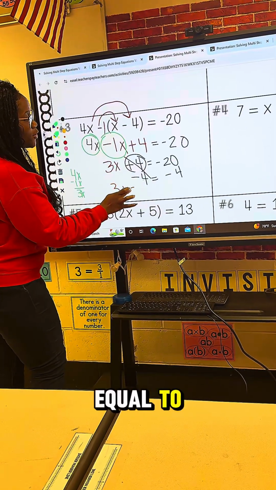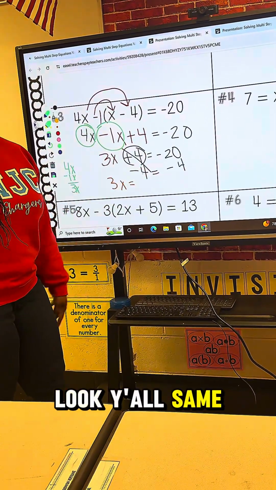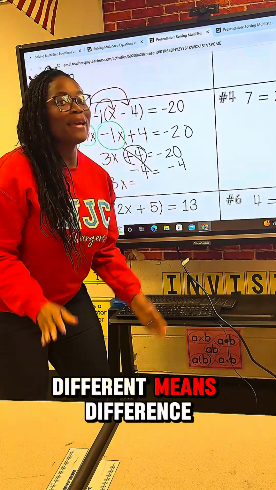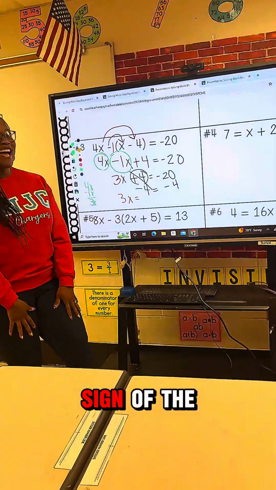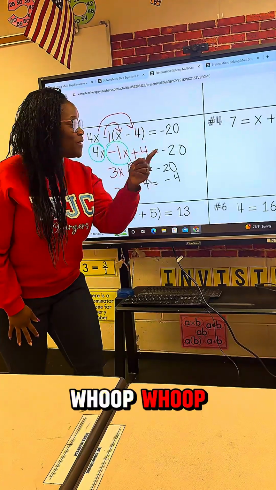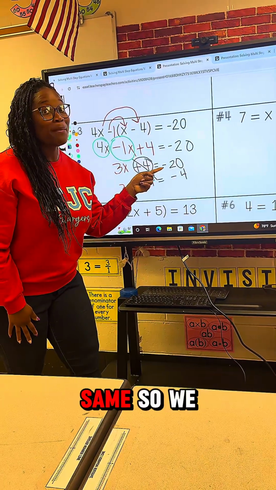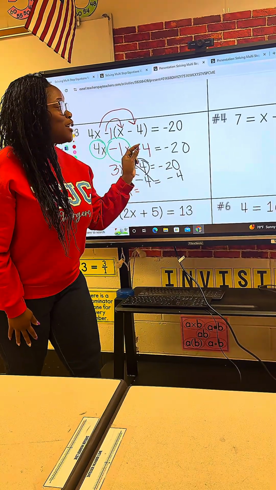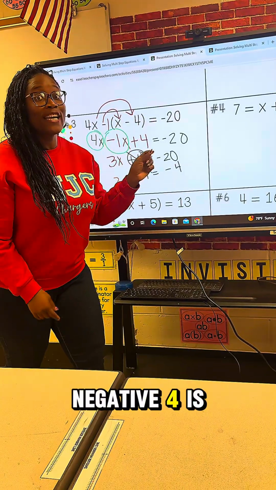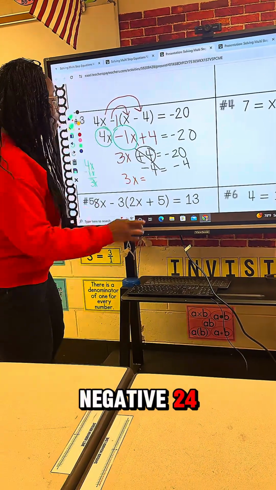3x is equal to, look y'all, same means some, different means difference. Always take the sign of the big dog. Whoop, whoop. These are the same. So we add them. -20 and -4 is -24.